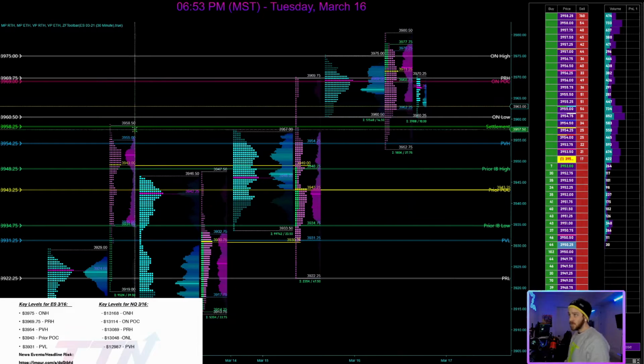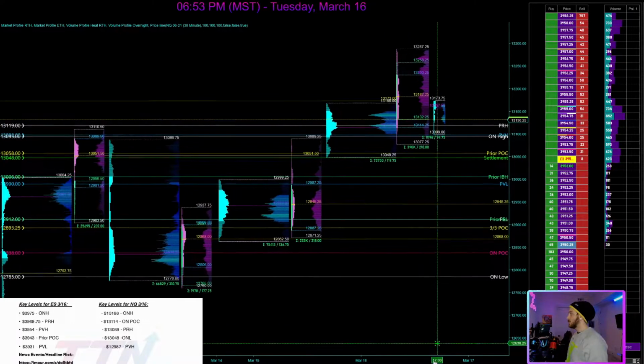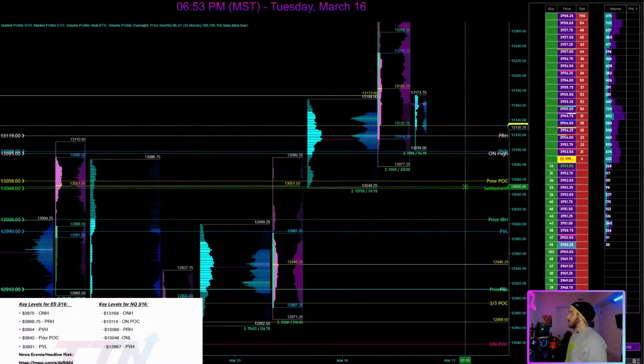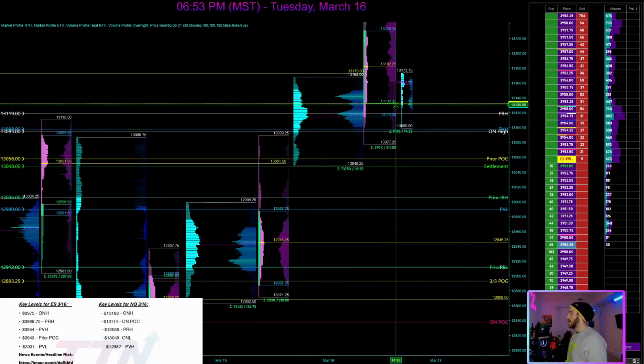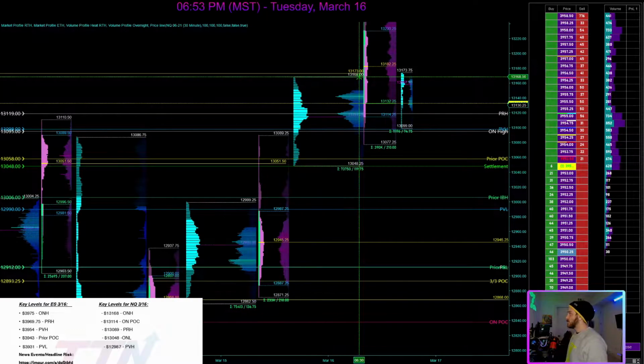If we are holding above a high from a previous session, that's pretty bullish, as I say quite often. So let's move into the key levels for NQ real quick. We'll go over to the NQ profile and take a look. First and foremost, overnight high was 13.168. That level was right here.